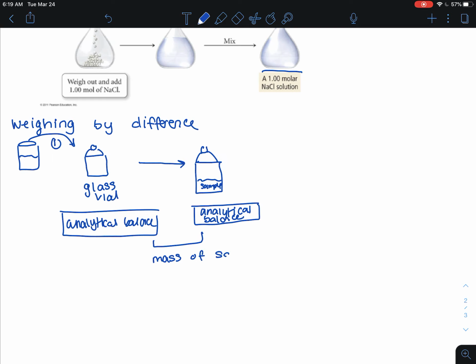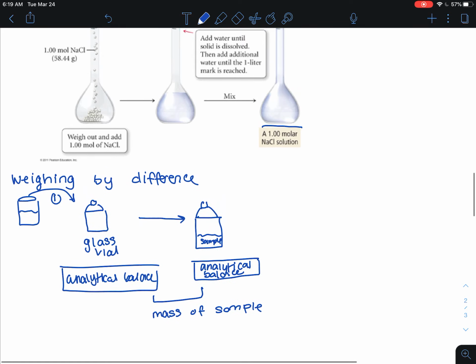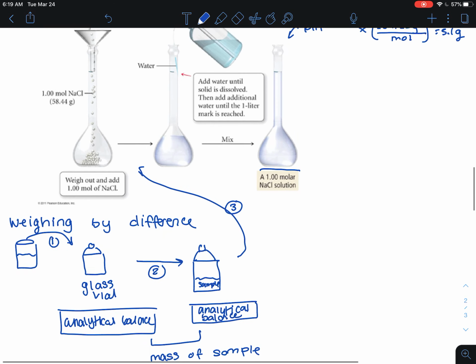Then what you do is you take some out. You don't measure how much to take out, and you weigh it again. The difference between these will be your mass of sample. Now, if it's not 5.1, you would take some more out and weigh it again and subtract to figure out the exact amount that you have. You would keep doing that process, weighing by difference, until you got the amount of KHP that you wanted.